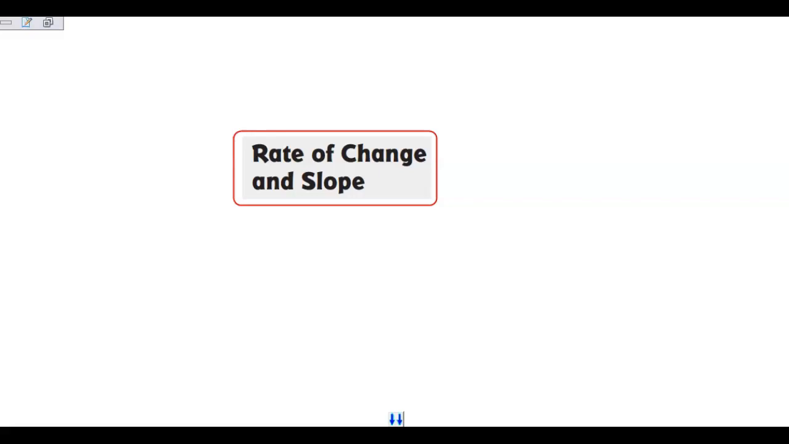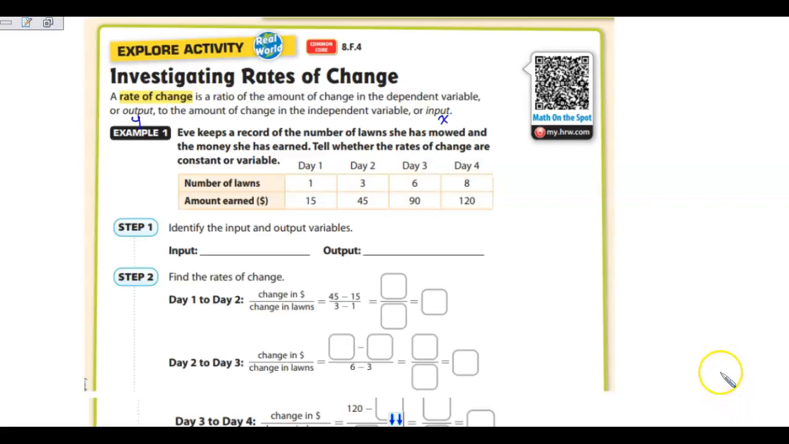Welcome. This is part one of a two-part series on rate of change and slope, and today we're going to work with rate of change. We can investigate rates of change. We can determine what the change in the dependent variable, or the output, is to the rate of change in the independent variable, or the input. Knowing that if you think of this as a machine, the input is what you put into it, and the output is what you get from it. And so the input is your x values, and the output is your y values.